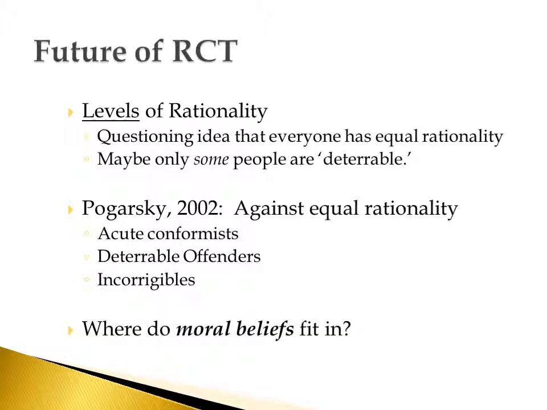The problem with this area is not a lot of people have an ability to really say for sure where we should put moral beliefs in this decision-making process. Pogarski seems to believe that acute conformists are much more driven by moral beliefs, but it's very difficult to actually test or measure or assess someone's moral beliefs. And one of the criticisms and problems with this area of rational choice theory is we don't have much of a really good ability to account for how much of what people do or do not do is driven by what we call morality.